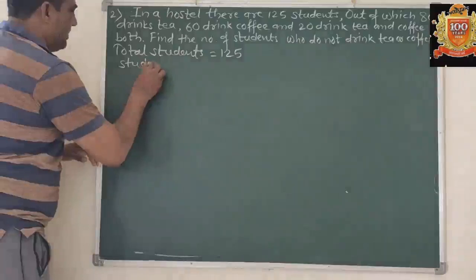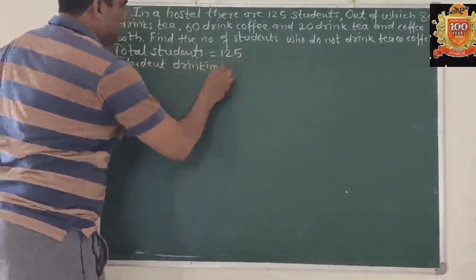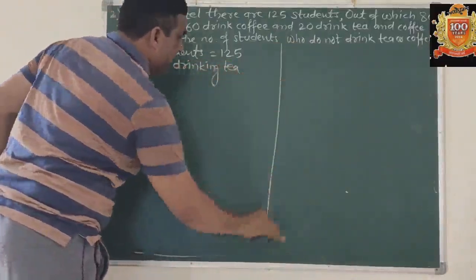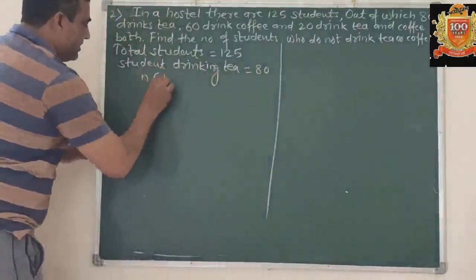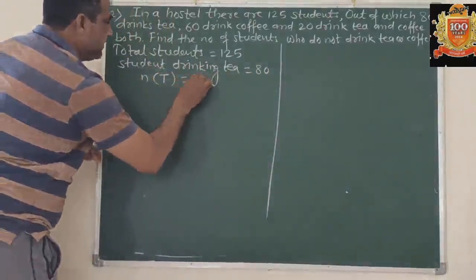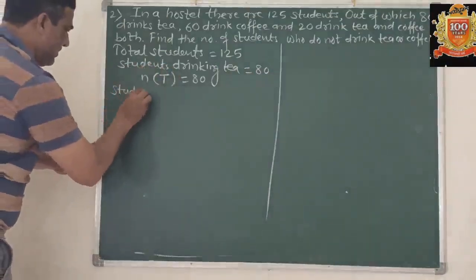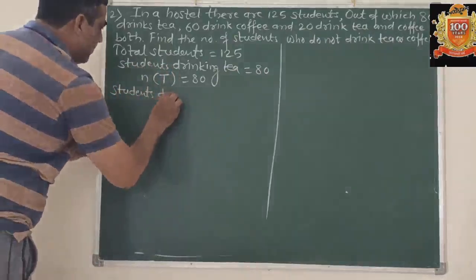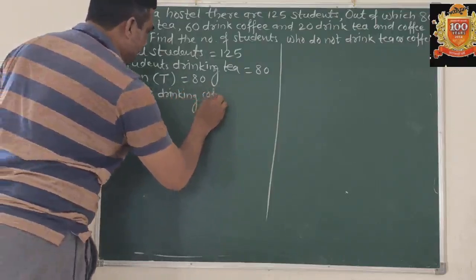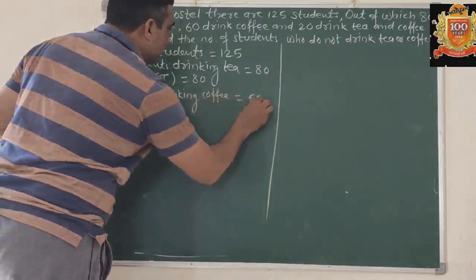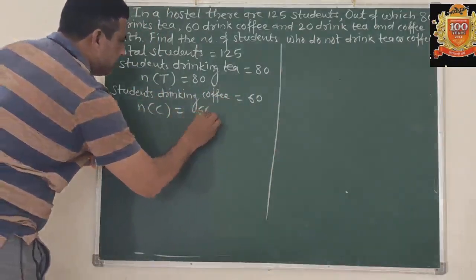Now, out of which 80 drink tea. Students drinking tea, that is equal to 80. So for tea I can write number of elements in T, that is 80. Then students drinking coffee, that is equal to 60. So for coffee I can say number of elements in C, that is 60.